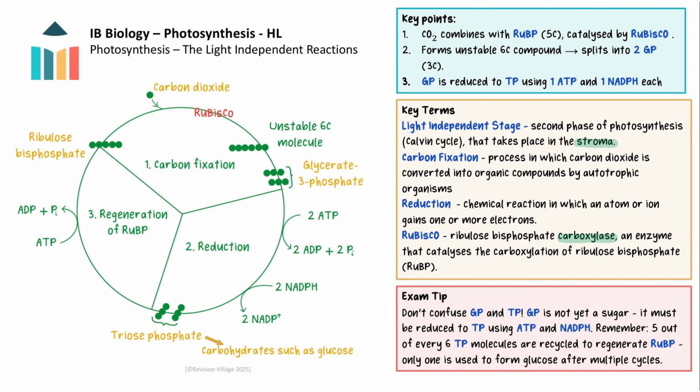Some of the triose phosphate is used to form carbohydrates such as glucose. 1 out of 6 triose phosphates are used. The rest of the triose phosphates, 5 out of 6, are regenerated into ribulose bisphosphate, so the cycle can keep occurring, fixing carbon from the carbon dioxide in the air.